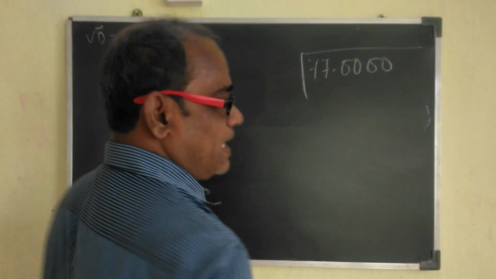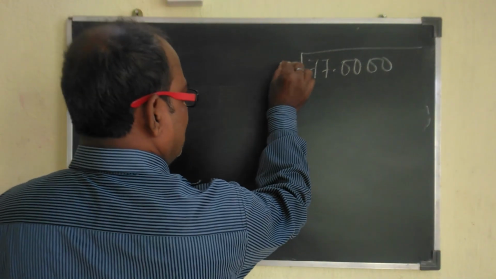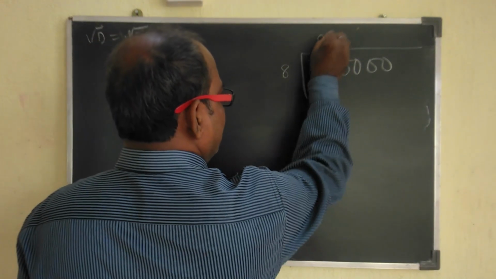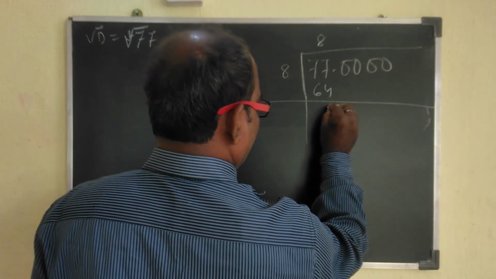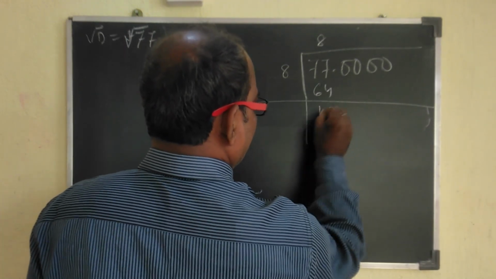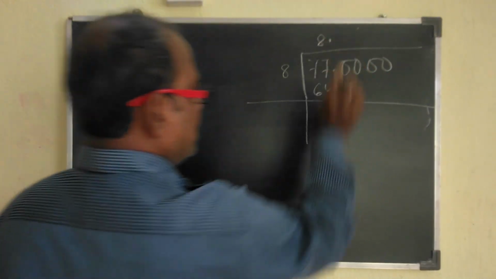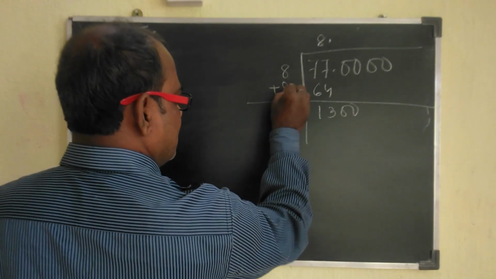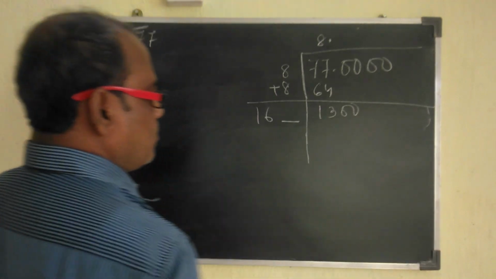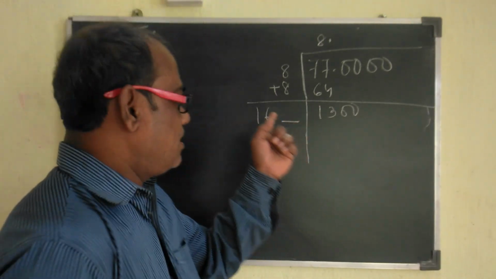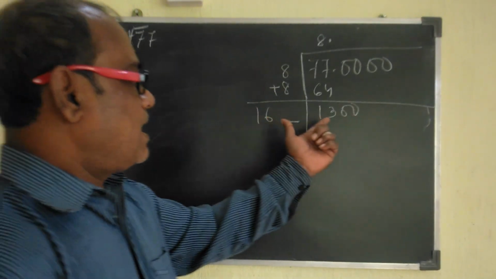So here, 77, 8 square is 8 8s are 64, 9 9s 81. So we cannot take 9, we are going to take 8. So 8 8s 64. Put this point here, bring these two zeros down. Since you have written here 8, add 8, 8 plus 8, 16, make a small place over here. Now you have to put a certain number over here such that you multiply the same number with this total digit to get this.